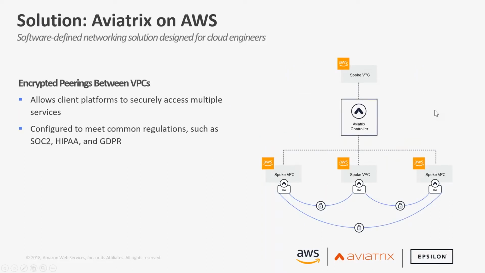We also use encrypted peerings between VPCs. This could be for shared services. This could be for other cross-platform needs that are within the cloud. And again, this leverages encrypted peerings, and allows us to meet common compliance and business regulations along the way.